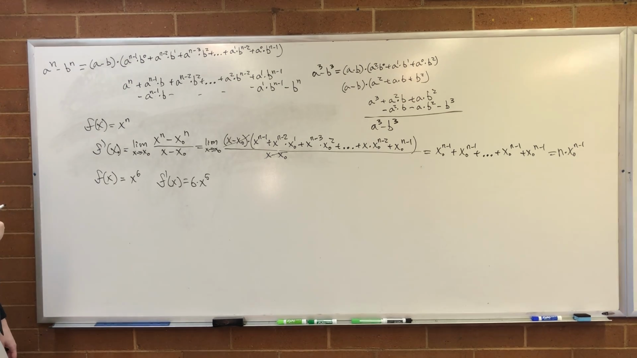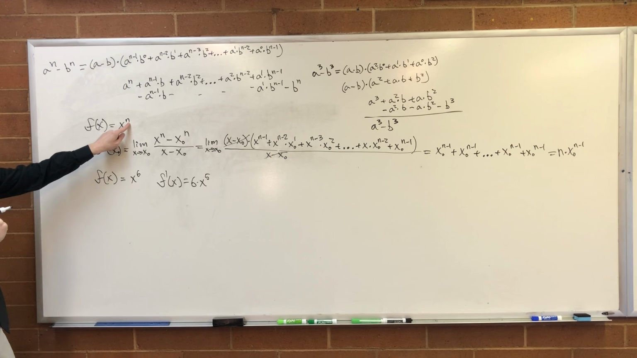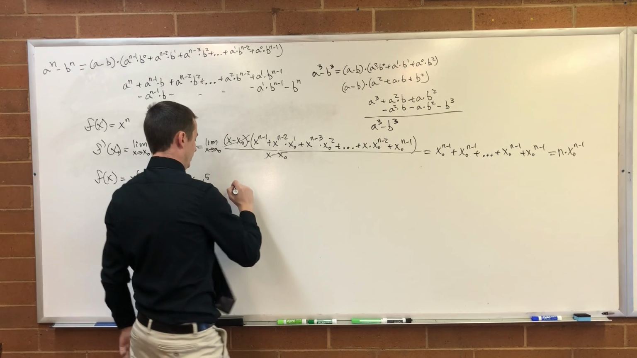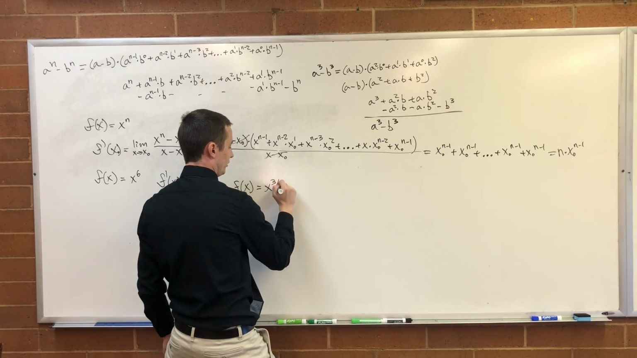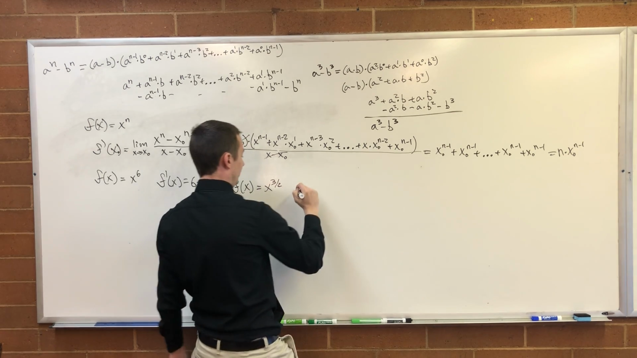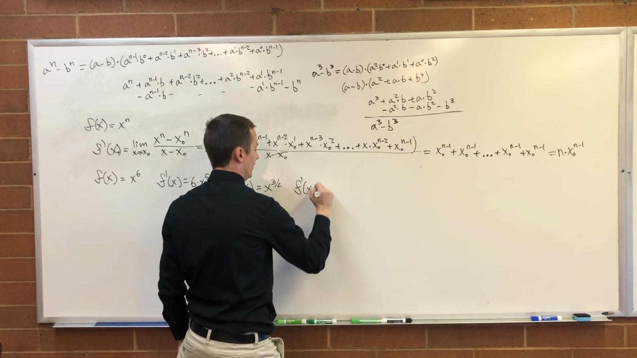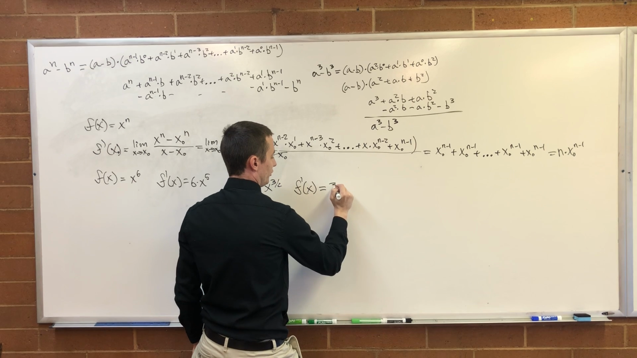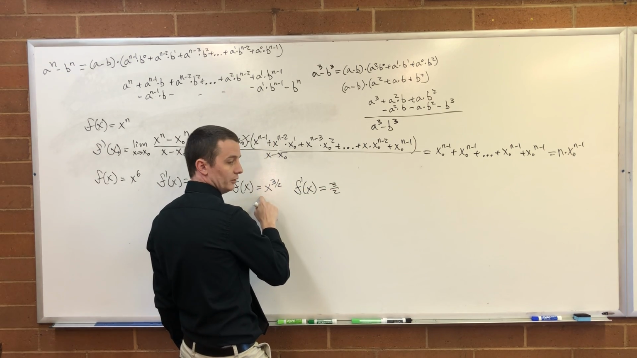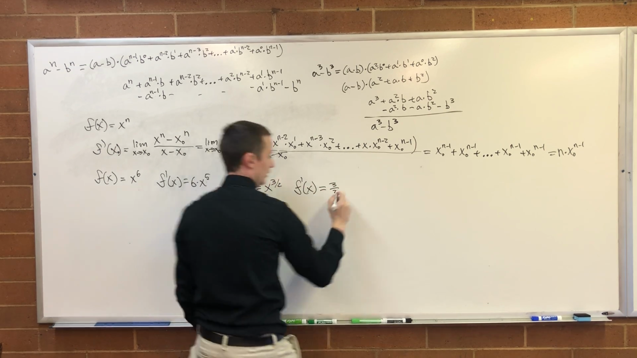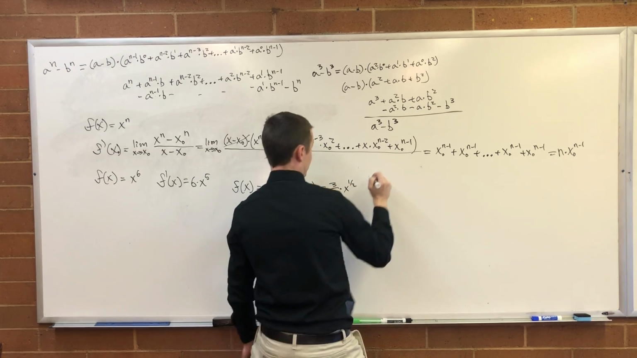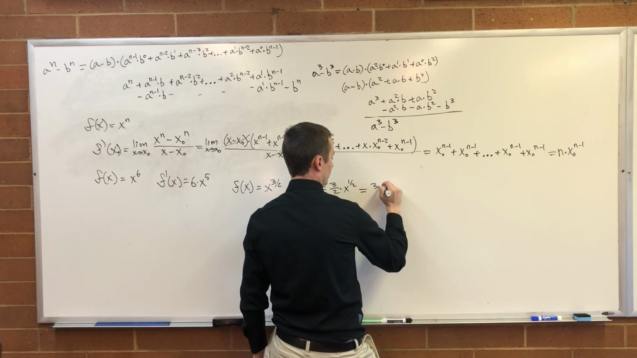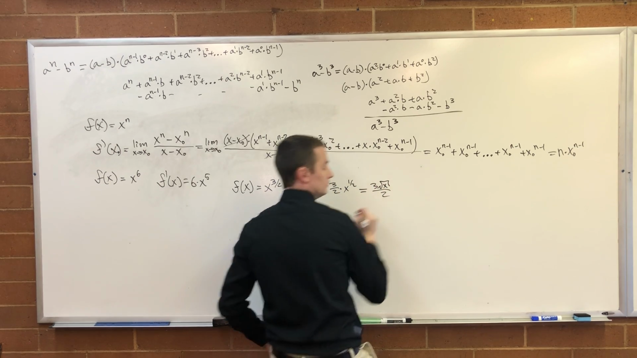Now, the way that we proved this, we only proved it for positive integers n. Turns out it works for any real number. So if f of x is equal to x to the 3 halves, then f prime of x is equal to 3 halves, whatever your exponent was, bring it down, and subtract 1 from it, times x to the 1 half. Or, exactly what we had before, 3 square root of x over 2.